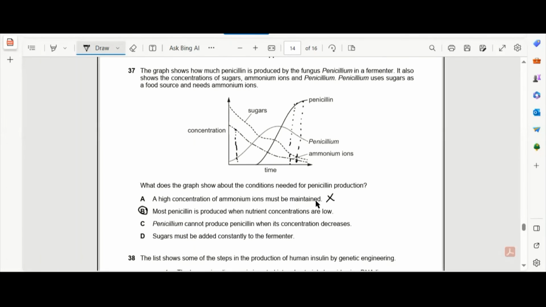Penicillium cannot produce penicillin when its concentration decreases. Like low amounts of penicillin. So this is not correct either. Sugars must be added constantly to the fermenter. No, you are not required to add sugar since they didn't add sugar as well. So none of these options are correct.